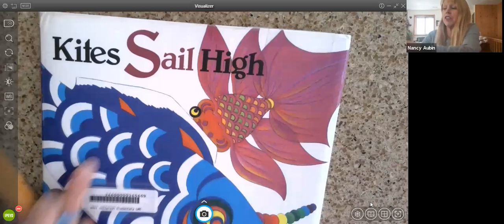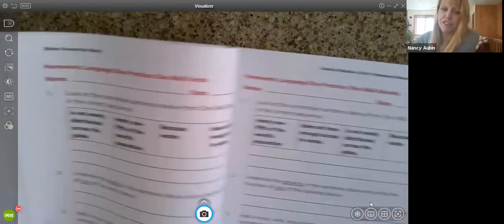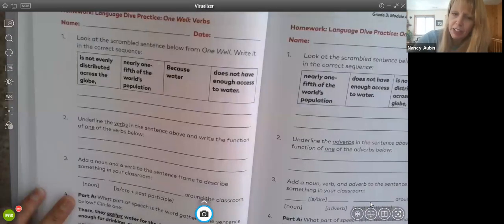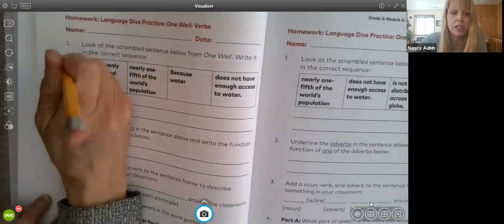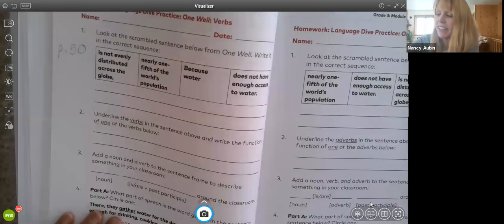All right, I know you guys don't have your EL workbooks if you're in-person learners, but if you are remote, go ahead and get out your EL workbook and turn to page 50. Page 50. If you are in person, you can look at my screen and you'll get the idea, okay?